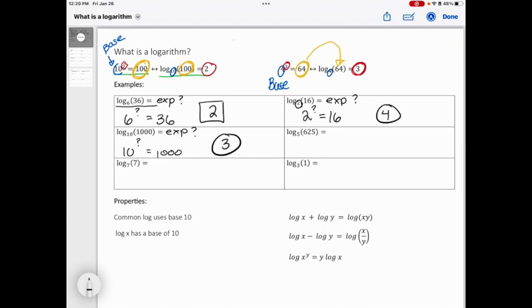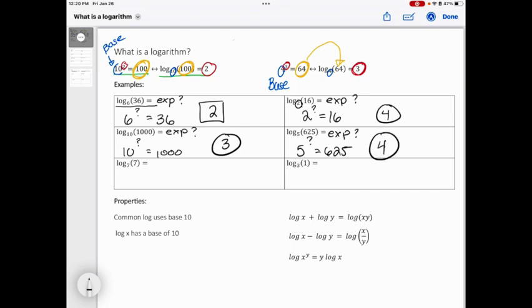Looking at log base 5 of 625, if we're trying to find that answer, we're trying to find the exponent that goes with the 5 to get 625. So I would say 5 to what power gives me 625? That would give me an exponent of 4.